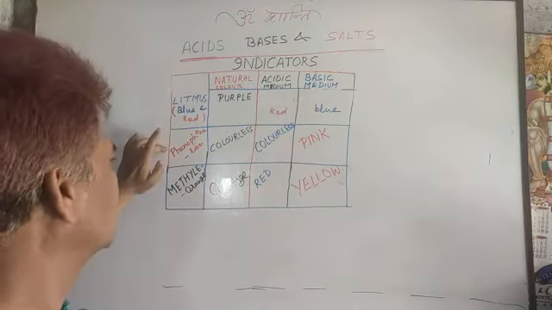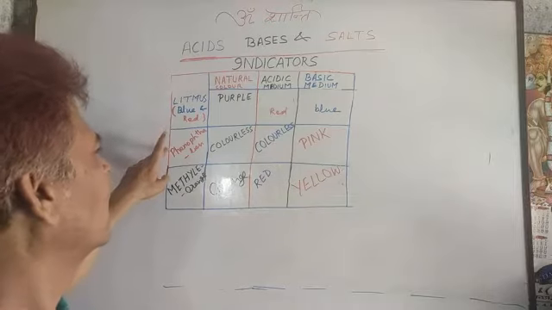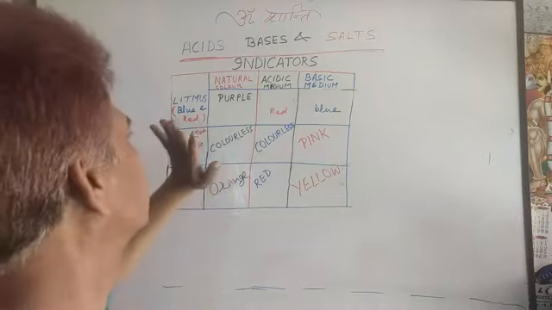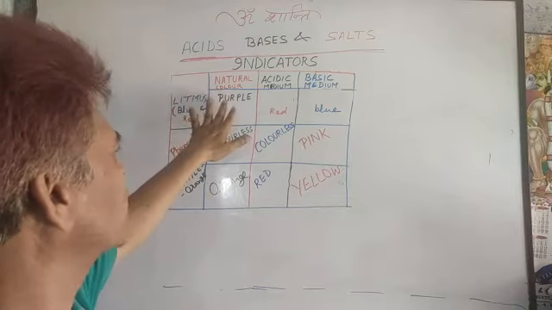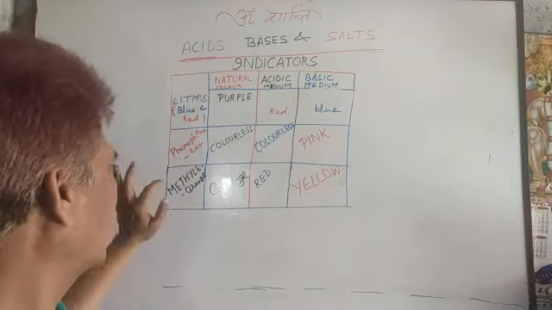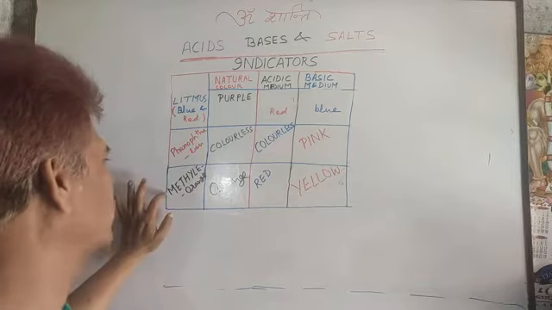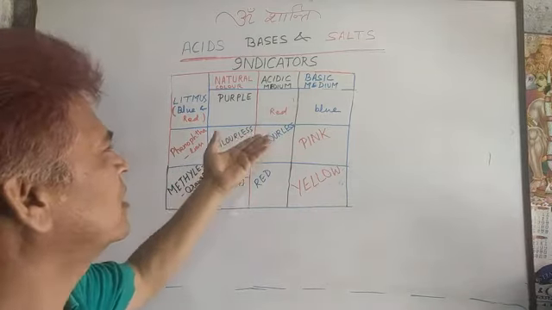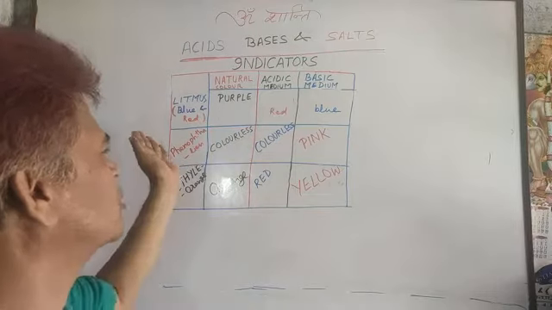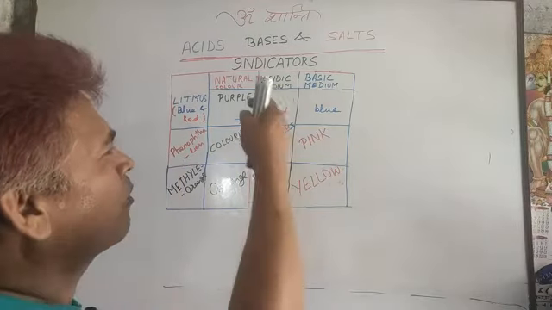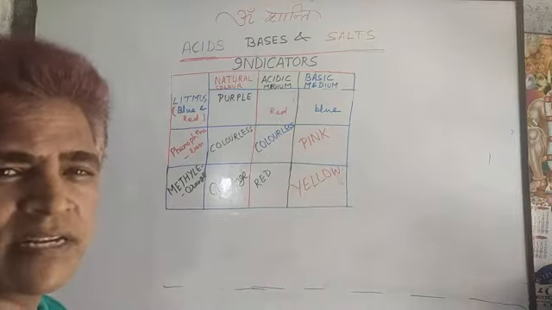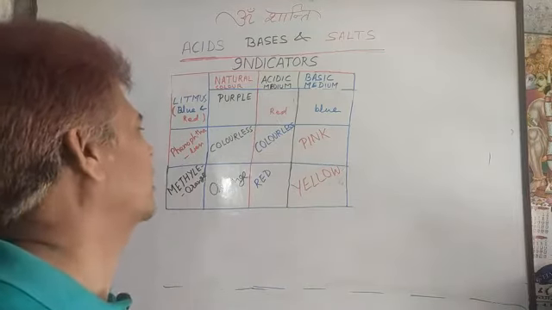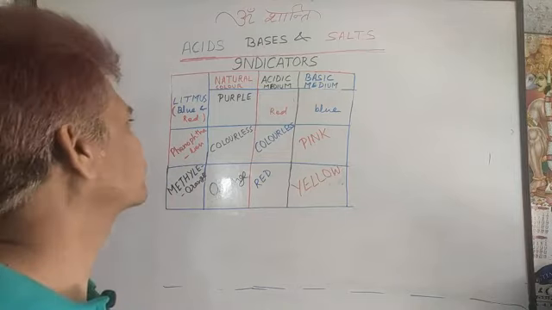The next indicator is phenolphthalein. Its original color is colorless. The natural color of litmus paper is purple, and for the third indicator, the natural color is orange. But in acidic and basic media they change color, with the help of which we can easily decide whether the given compound is acidic or basic in nature.